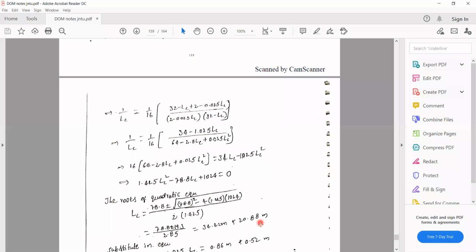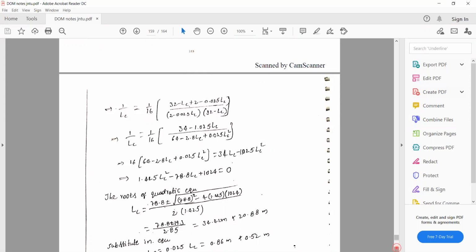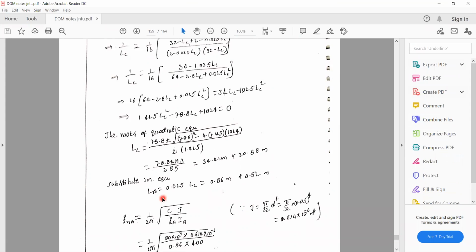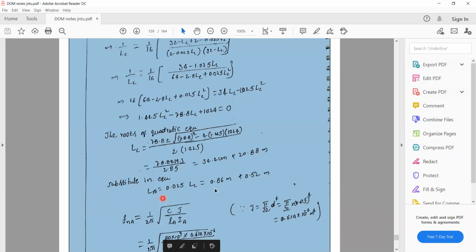Now the LC value is substituted into LA, because our equation is the relation between LA and LC. When we substitute that, the LA values are 0.86 meter and 0.52 meter. Again, we get two values.